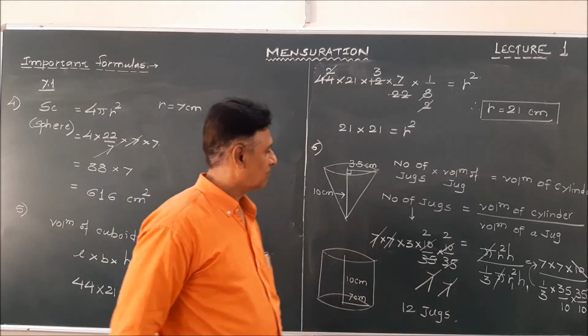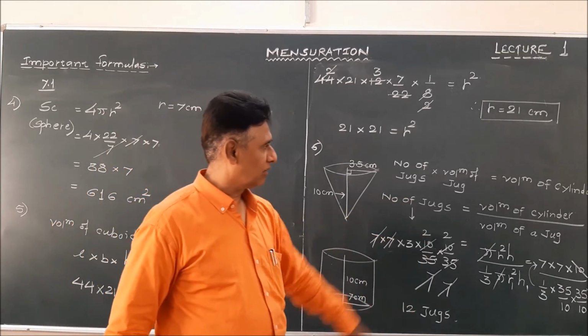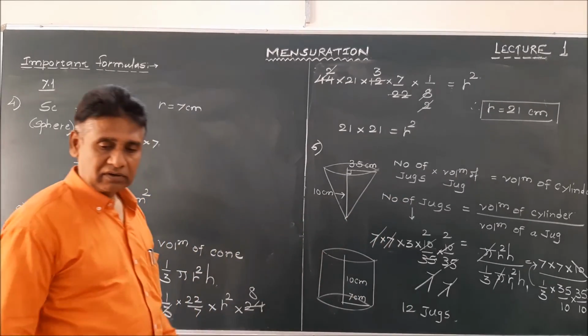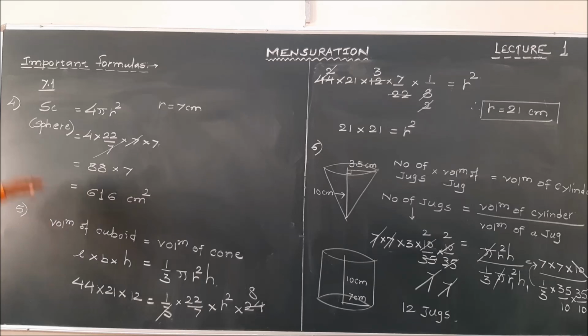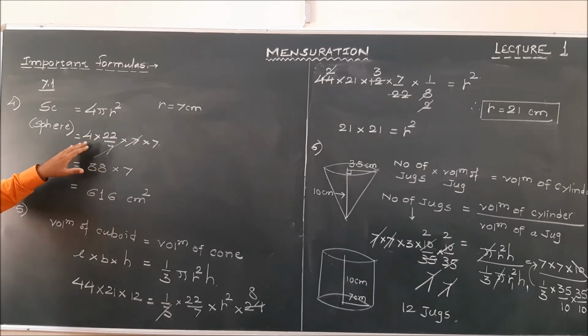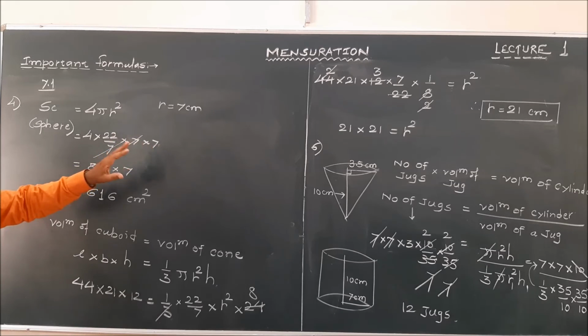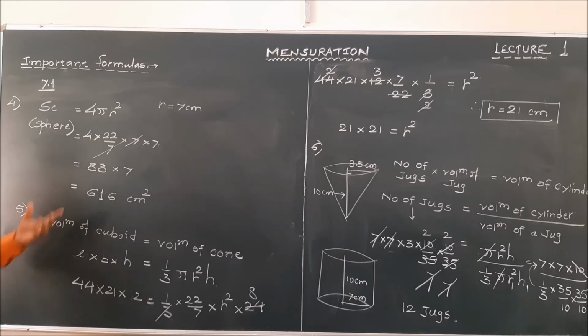Here there are so many calculations I have done. Please try to understand them carefully. Now let's see here. Curved surface area of sphere is 4 pi r square. 4 into 22 upon 7 into 7 into 7. 7 and 7 get cancelled. 22 4s are 88 into 7, that is 616 centimeter square.